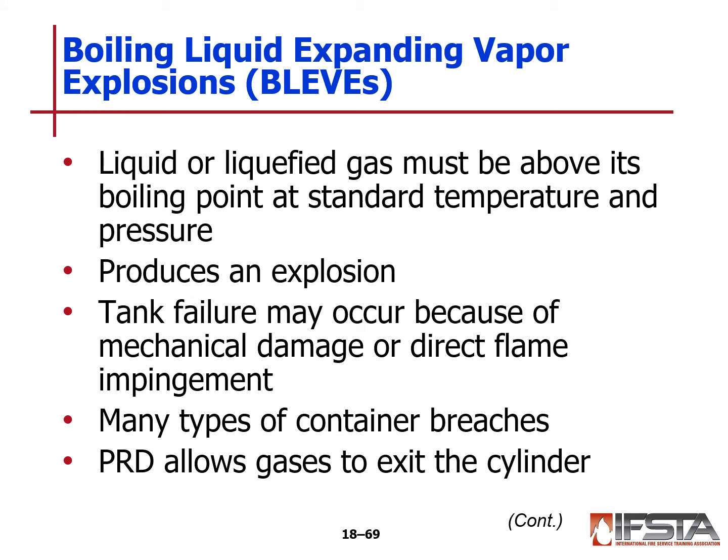So liquid or liquefied gas must be above its boiling point at standard temperature and pressure. This is what produces an explosion. The tank failure may occur because of mechanical damage or direct flame impingement or contact. Many types of container breaches can happen. The PRD allows this gas to exit the cylinder. Your regulator, it's like a pop-off, and it will allow that pressure to vent off.